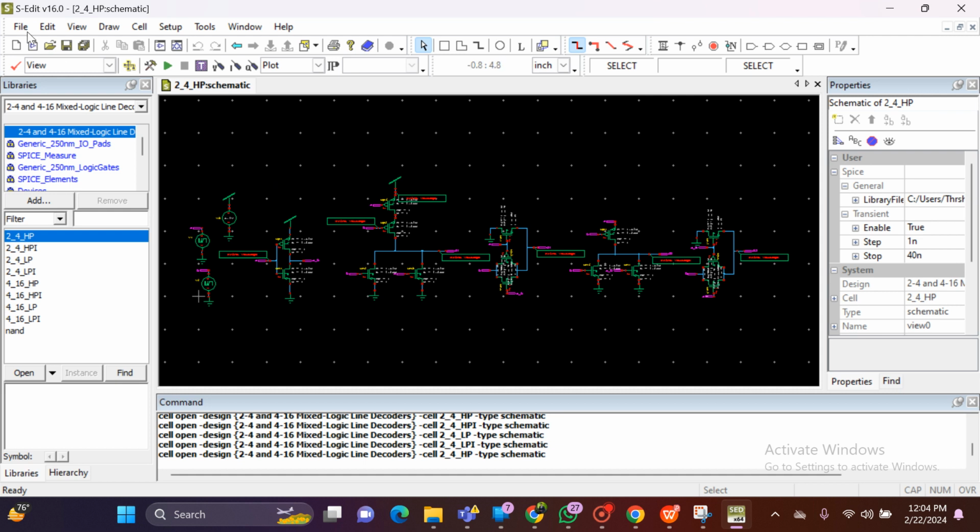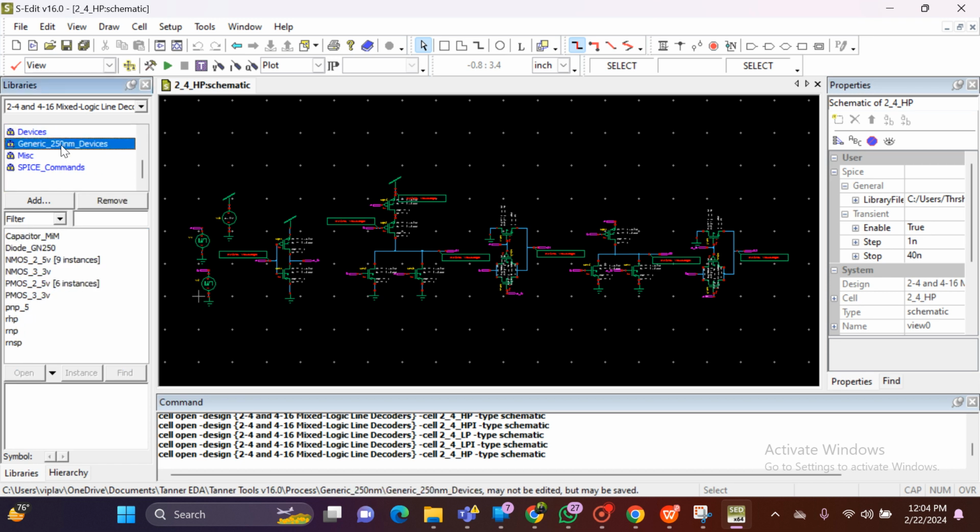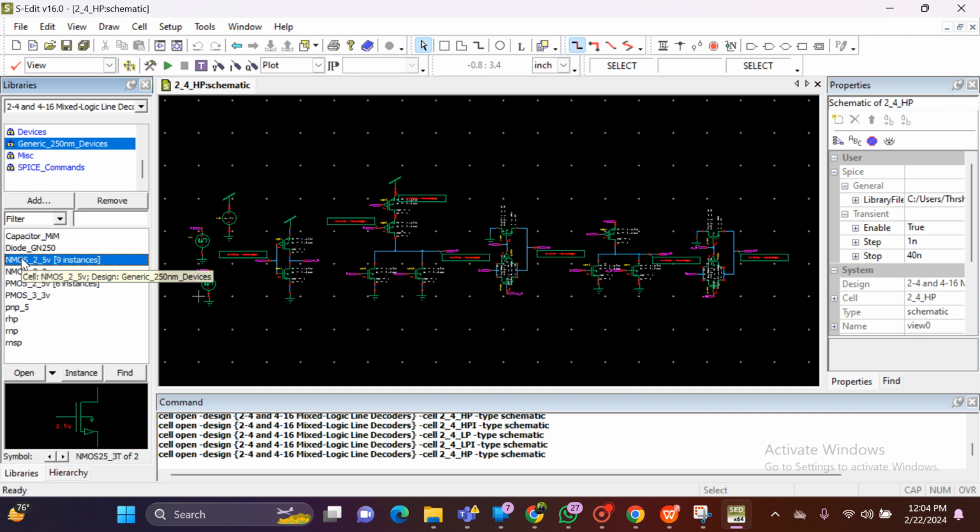See here, this is Tanner EDA. This is called S-Edit software. S-Edit means schematic edit. Whatever you are doing with the help of transistors is called a schematic. Suppose I need to design something, what we need to do is take a transistor. Suppose an NMOS transistor and a PMOS transistor are given here. So this is the NMOS.